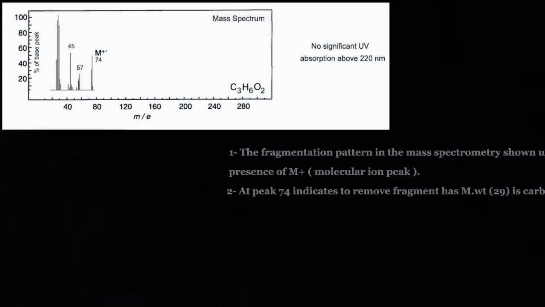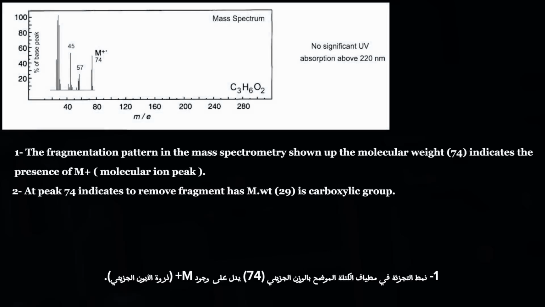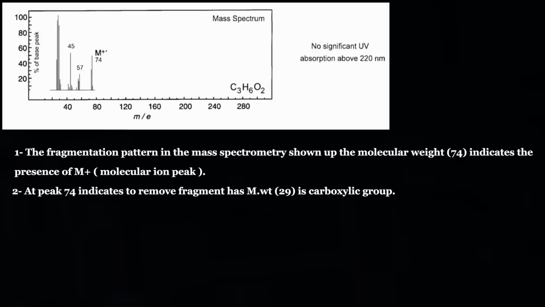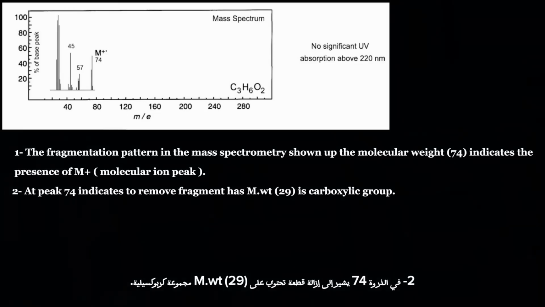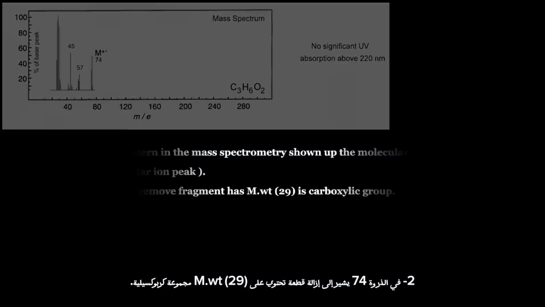Now, moving to the mass spectrum, we notice the following. 1. The fragmentation pattern in the mass spectrum showing the molecular weight 74 indicates the presence of the molecular ion peak. 2. The peak at 74 indicates the removal of a fragment with molecular weight 29, which is the carboxylic group. After all the spectroscopic information, we found the structure is propionic acid.